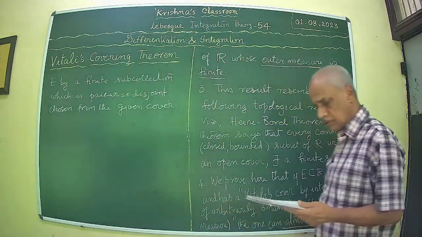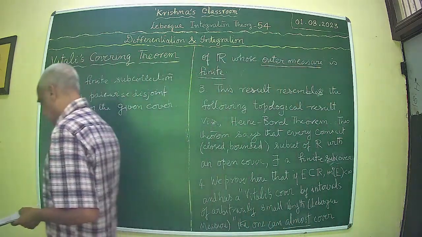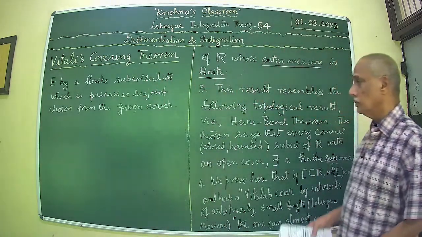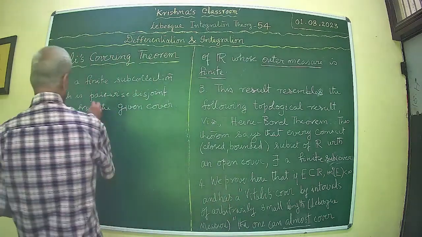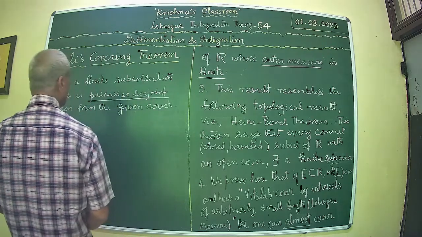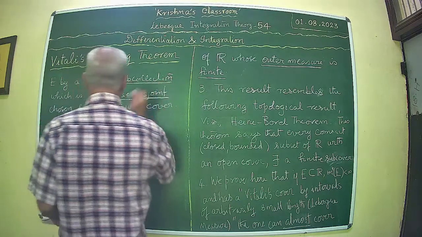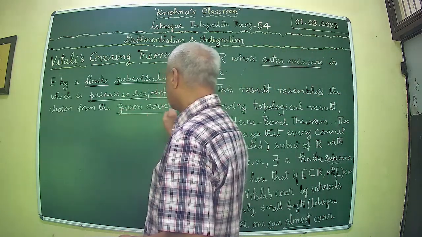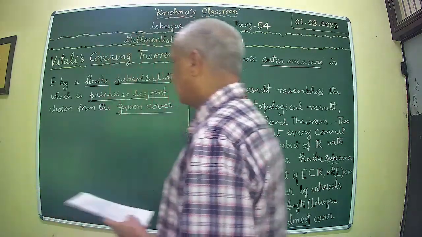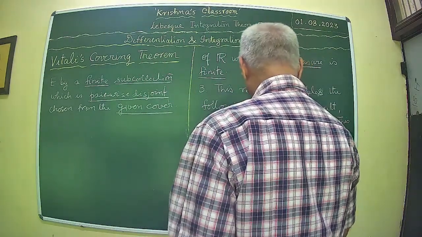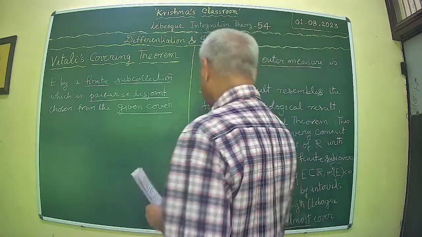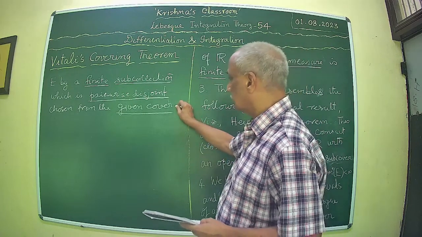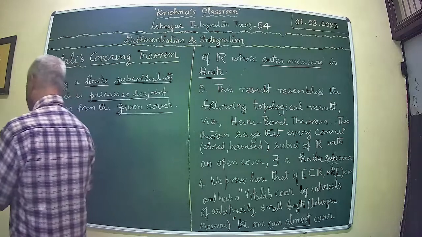Now this theorem can be used in our later discussion on the local properties like differentiability. So here the things that you have to observe are that it's a finite subcollection, it is pairwise disjoint, and it is chosen from the given cover, approximating the given set of finite outer measure. So this is what we try to prove. So let us now work on the proof of this theorem.